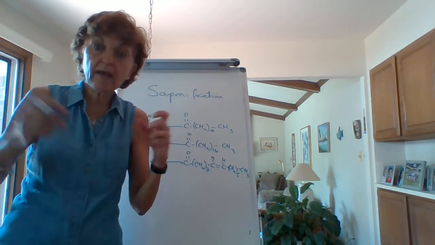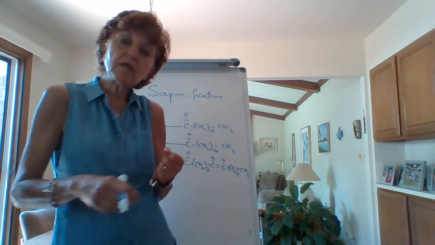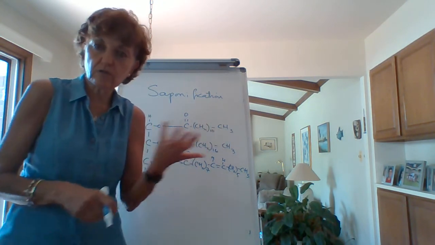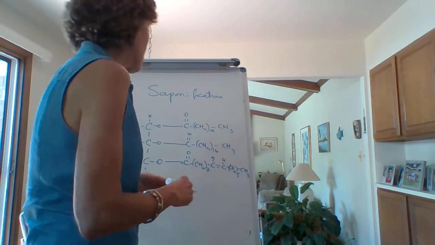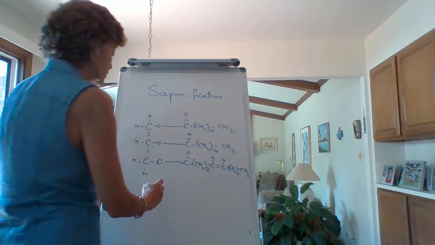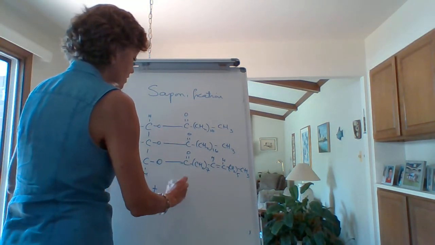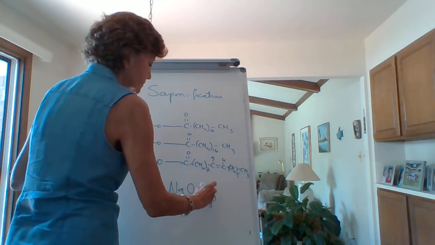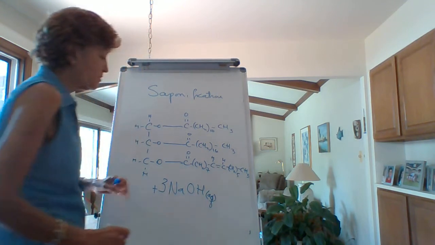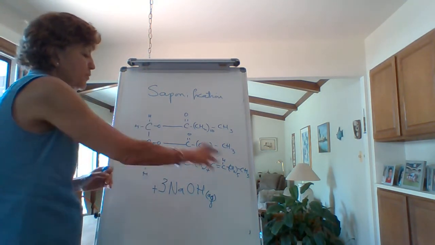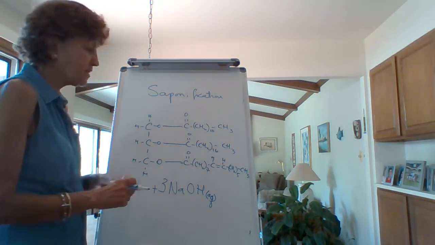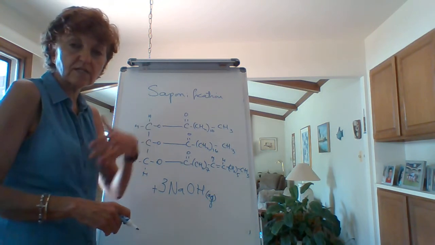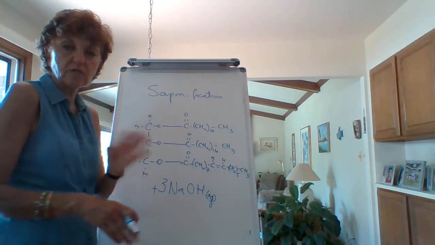Have you heard of lye? Like in the olden days when they used to make soap, they had lye. Well, that's your sodium hydroxide. All right, so saponification, you need sodium hydroxide, aqueous, in water. Okay, we're going to put 3 of them. So we're going to need this with aqueous sodium hydroxide. It's actually a 2-step process, but I'm going to show you how it looks at the end.